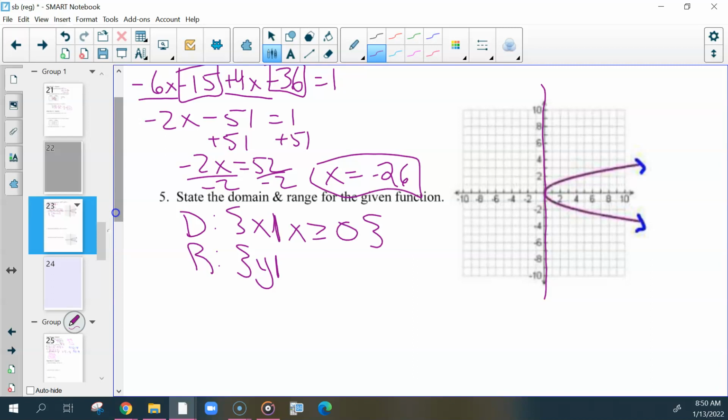For our range, what was that? I mean, not the range. So we would write that y with the e and the r. Questions on that?